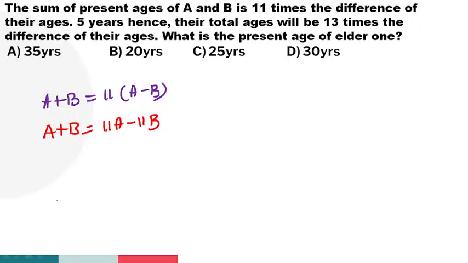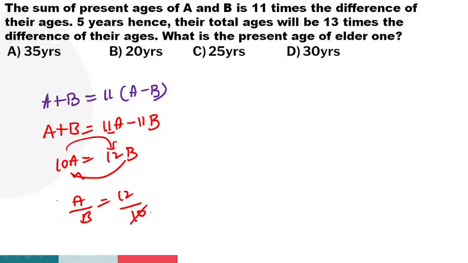Let's bring A to one side. So 11A minus A, 10A, is equal to 11B plus B, 12B. Bring this B to this side and take this 10 to the other side. Then what happens? A by B is equal to 12 by 10. So 2 fives and 2 sixes. Already we know, guys, in ratio and proportion, A is to B or A by B is the same. So 6 by 5 can be written as 6 is to 5. So A's age is 6 parts, B's age is 5 parts.